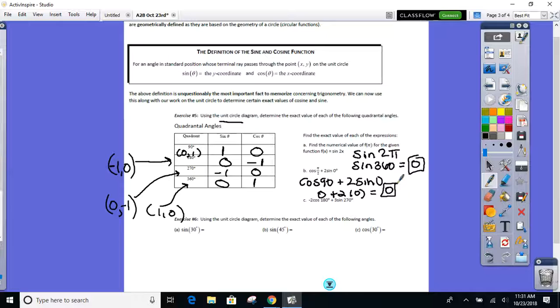Are they all going to come out to be 0? Let's find out. Part C. -2 cosine 180 plus 3 times sine of 270. Sine of 270 is -1. And that'll end up being 2 plus -3, -1. Yep.